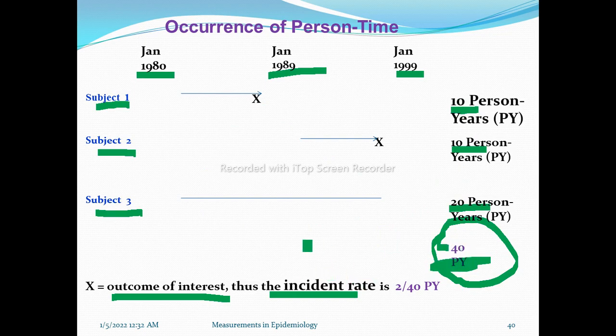So to calculate the incidence rate, it is equal to the occurrence of new disease, that is 2 from the 3, since X is the outcome of interest, X is 2, over person-time of observation. The person-time of observation of this study is 40, so 2 over 40 per year. 2 over 40 per year is our result or finding. So we can divide 2 by 40.